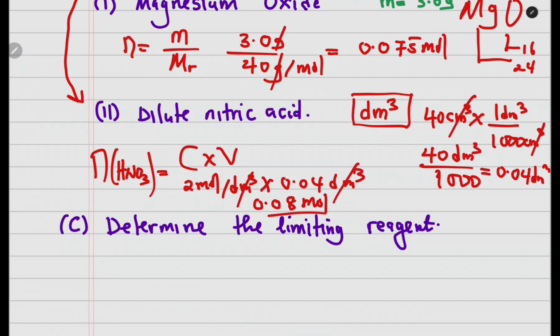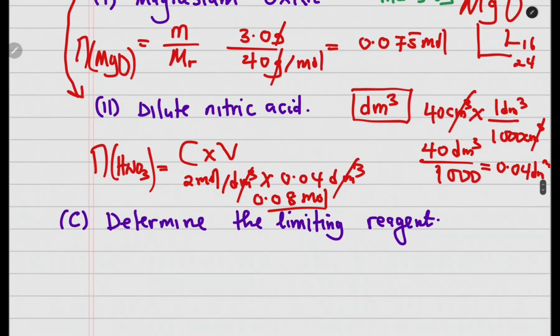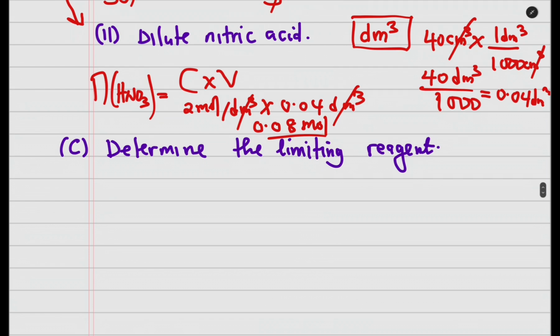Even this one, you can present it like this, number of moles of magnesium oxide, in brackets. Okay, so now we are done with calculating the number of moles. The last question we are interested in is: determine the limiting reagent. To determine the limiting reagent, one thing you should know is that the limiting reagent, we said, is the one that is in short supply. And how do you find it?